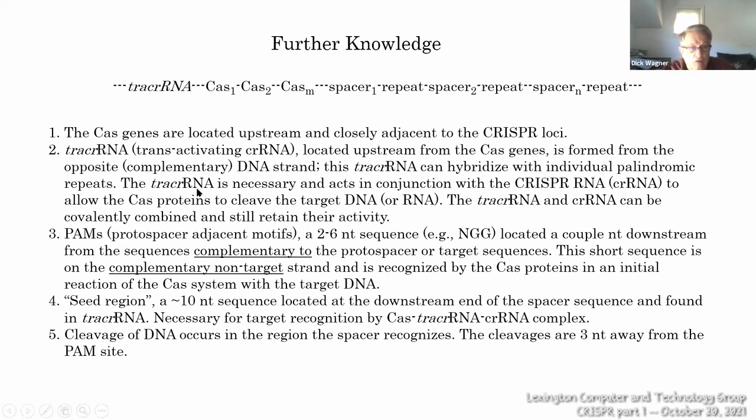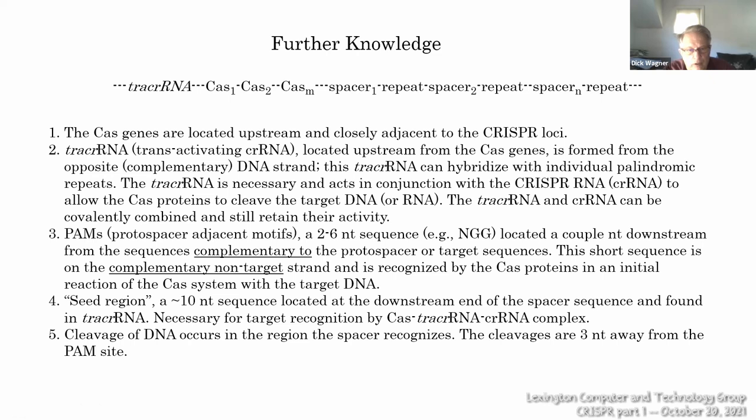And it turns out that tracrRNA was necessary, and it works in conjunction with the CRISPR RNA, which is now crRNA. And both of those are necessary for the Cas proteins to cleave the DNA.